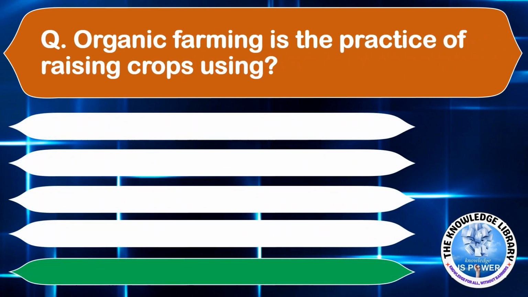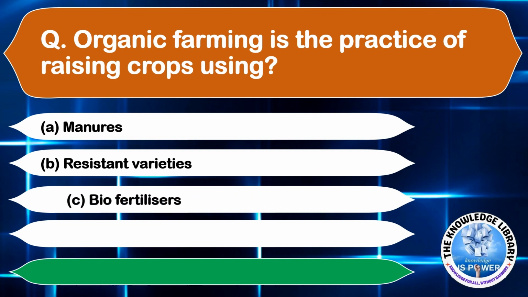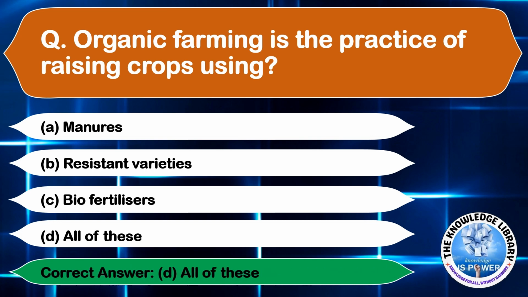Organic farming is the practice of raising crops using option A, manures. Option B, resistant varieties. Option C, biofertilizers. And option D, all of these. The correct answer is option D, all of these. Moving on to the next question.